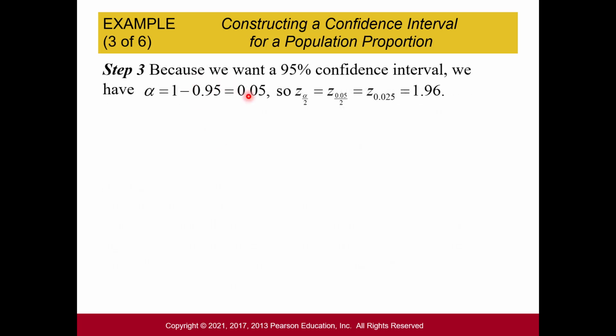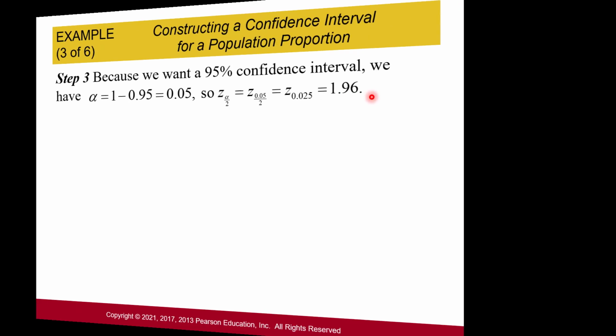Now, because we're wanting a 95% confidence interval, alpha is 1 minus 0.95, which is 0.05. That's our alpha value. To get z sub alpha over 2, we plug in that 0.05 and we're looking for z sub 0.025. From our table, and we've seen this one before already, we get 1.96.